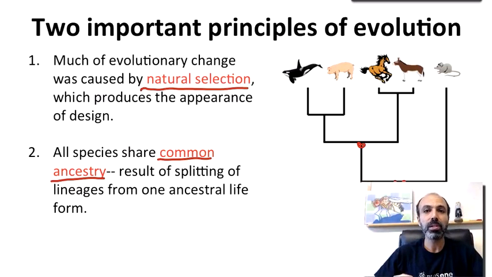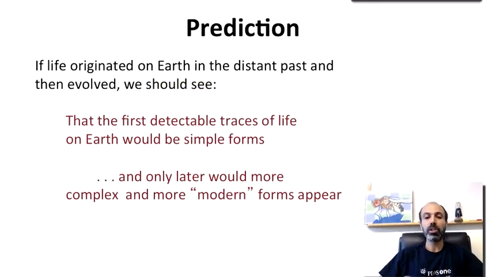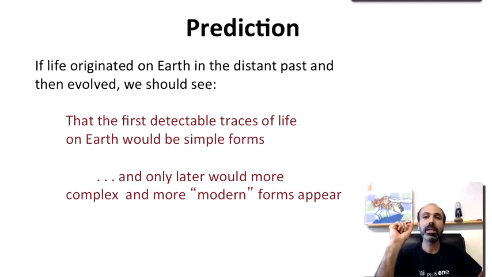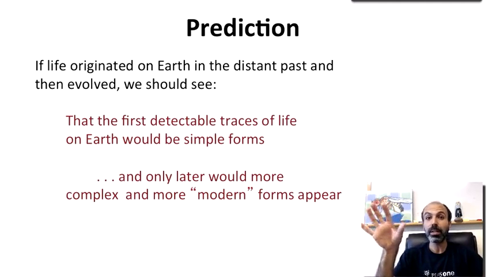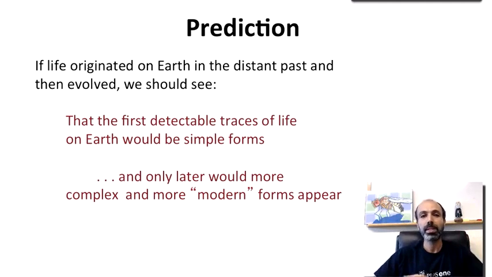But let's go from this into some predictions that come from this idea that most evolutionary change comes from natural selection and from the presumed common ancestors. Some of these we've already touched on in previous points. First, if life originated on Earth a single time in the distant past, then when we go way back in the fossil record, the earliest detectable forms of life should be very primitive, very, very simple. And only later should you see some modern forms. It's possible that later you'll also see some simple forms, but the earliest forms should certainly be simple.